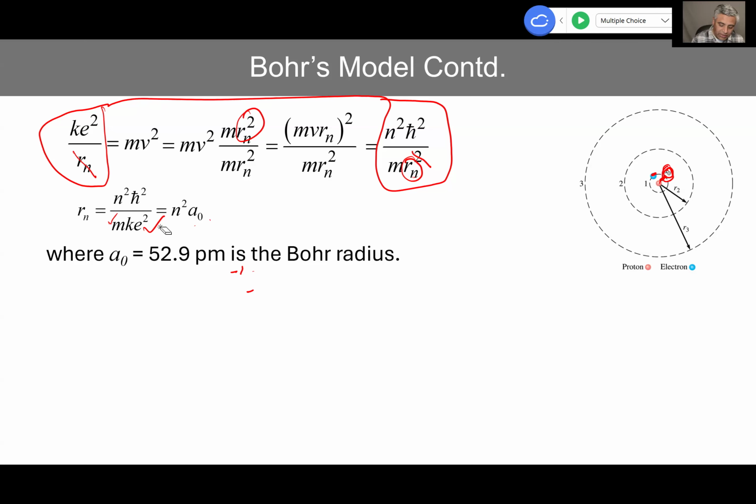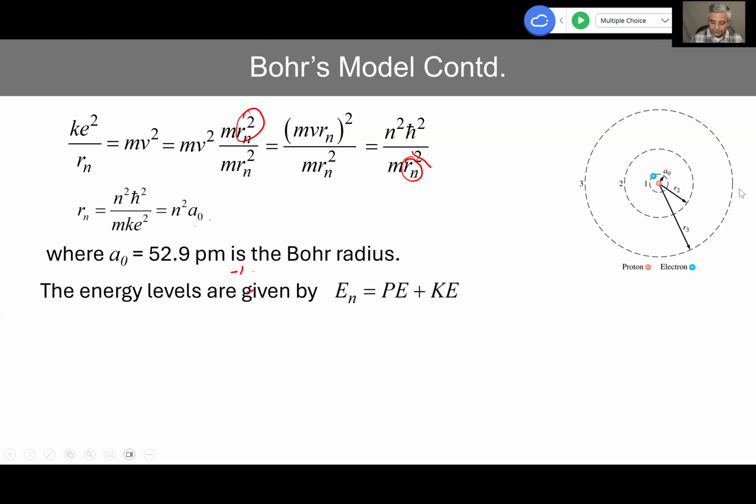And not just that. Now with the radius known, you can also write kinetic energy, potential energy, and add them together and write how much total energy is going to be here in the ground state or first excited state, second excited state, and so on. So energy of any particular state, the nth state, is potential energy at that state plus kinetic energy at that state.